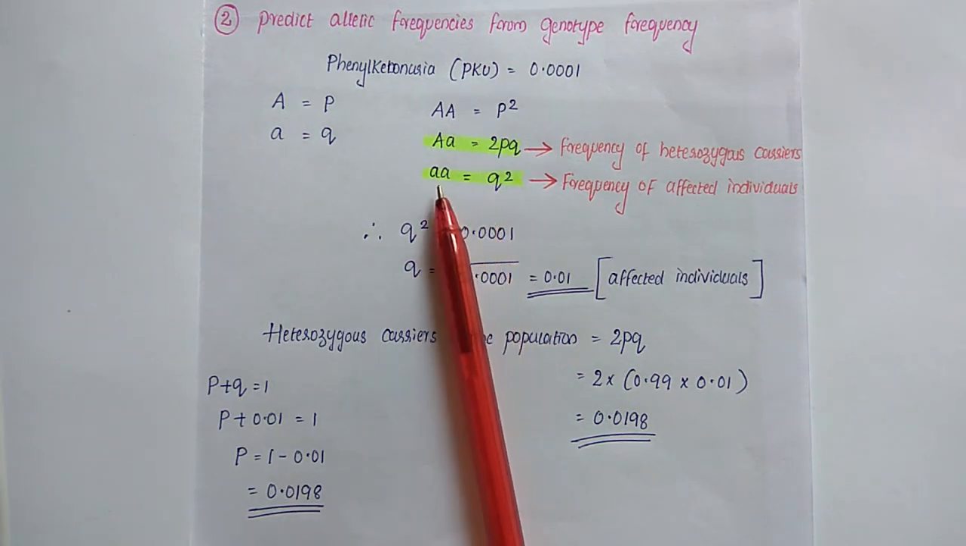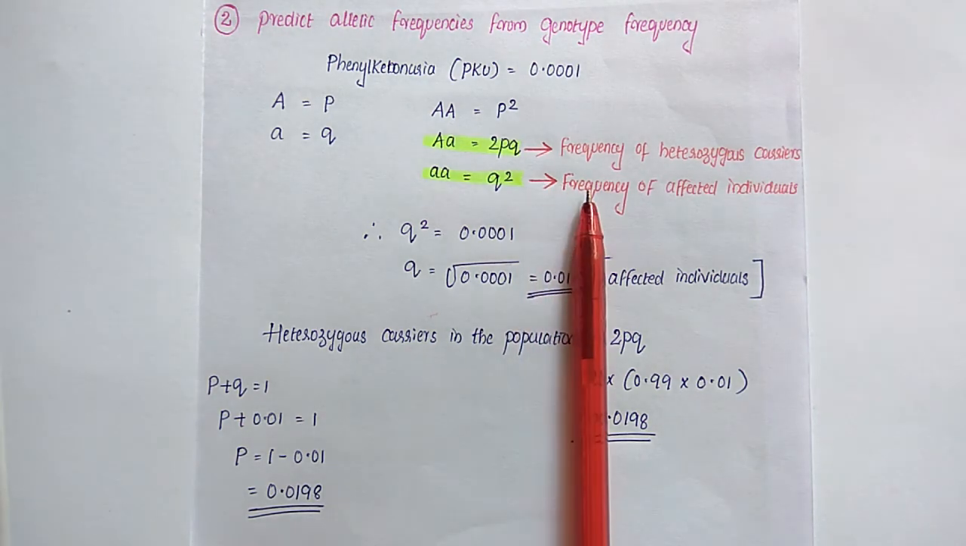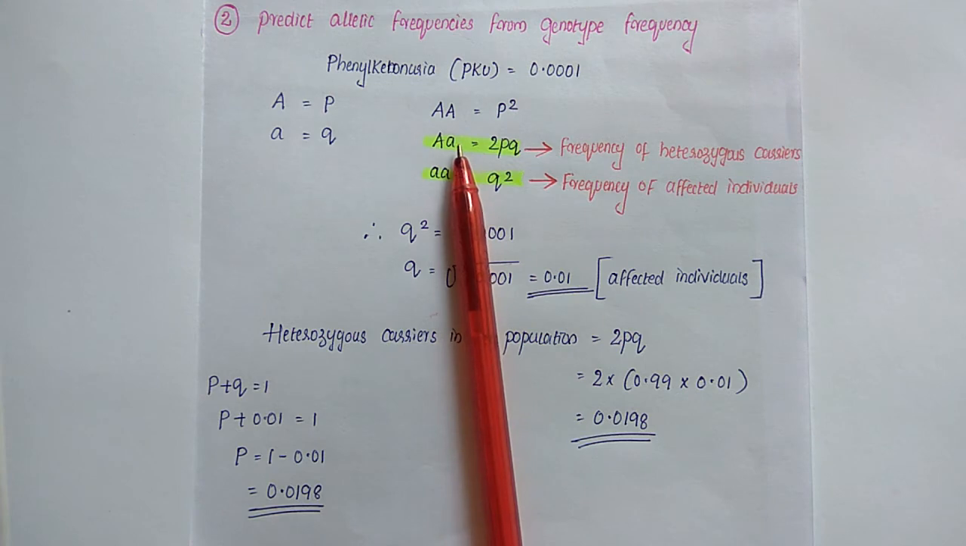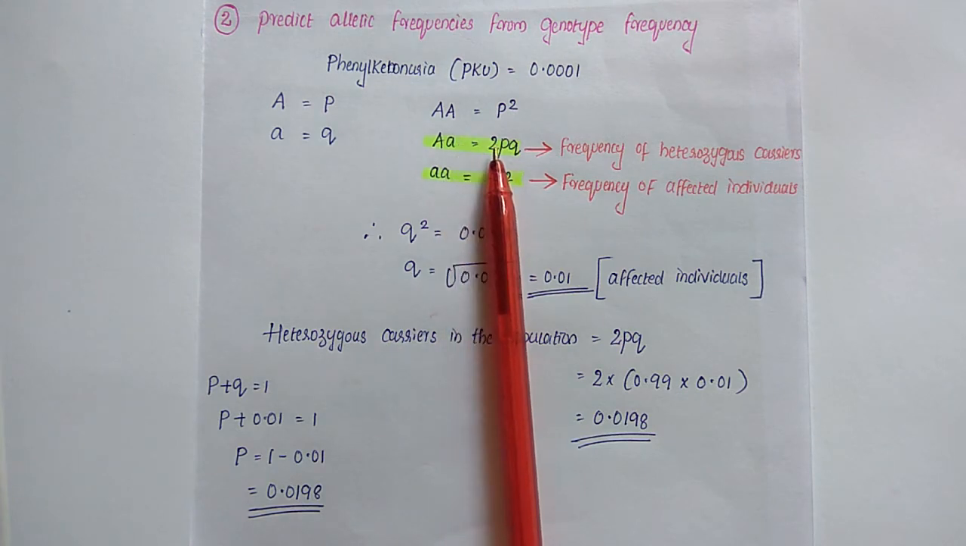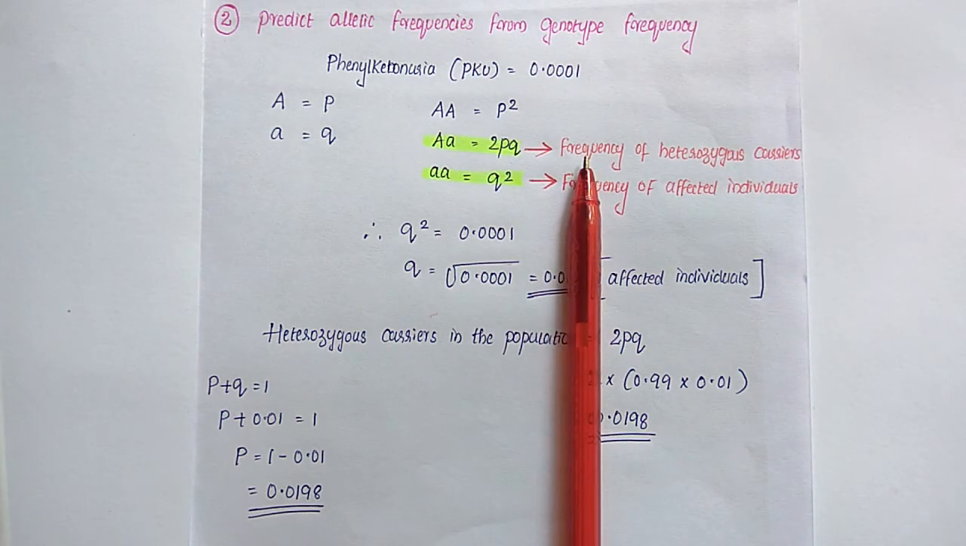Here, the homozygous recessive genotype has the frequency q squared, which shows the frequency of affected or diseased individuals. And the heterozygous genotype has the frequency 2pq, which shows the frequency of heterozygous carriers.